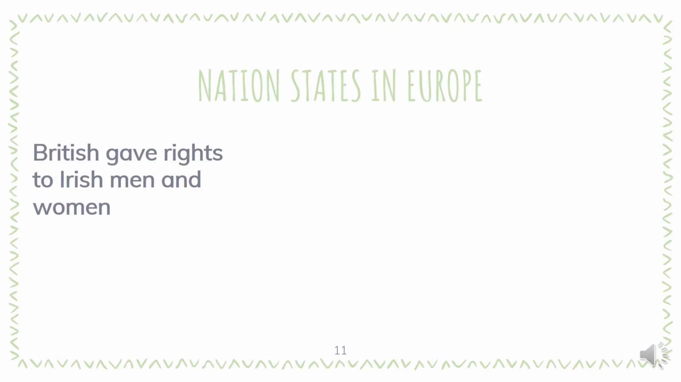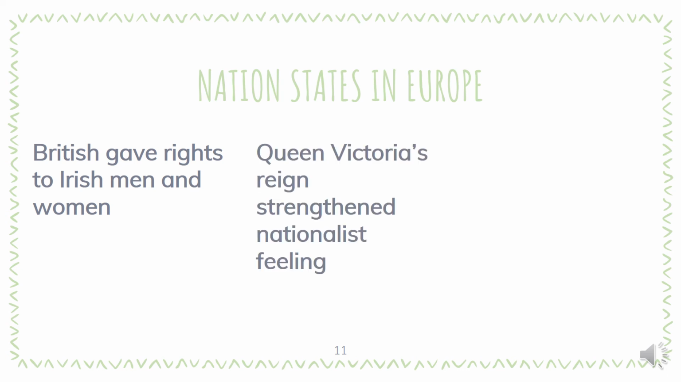All right, so in the Great British Isles, because there were different groups of people living in Great Britain as well, they wanted the people to be on board with being a part of the British Empire. And one of the ways that they did that is that they gave political rights to all men and women. That made the people happy, sort of.